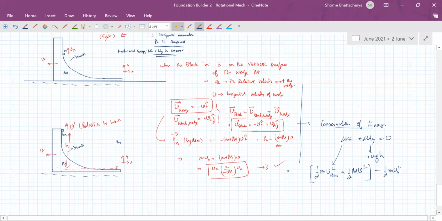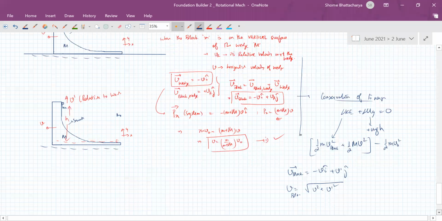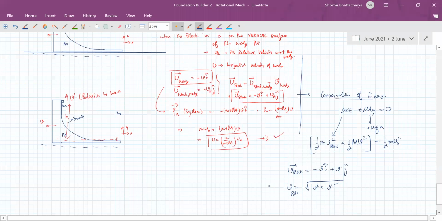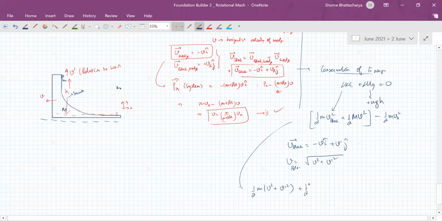In this, you can see that the velocity of the block at this instant is minus V i cap plus v prime j cap. So the speed of the block is the square root of the horizontal component squared plus the vertical component squared. Substituting in this equation, we get half m (V squared plus v prime squared) plus half capital M V squared, which is the final kinetic energy, minus half m v naught squared. This is the change in kinetic energy, plus mgh, the change in potential energy. So this should be 0.